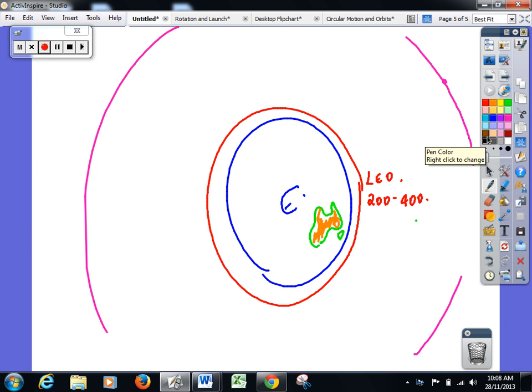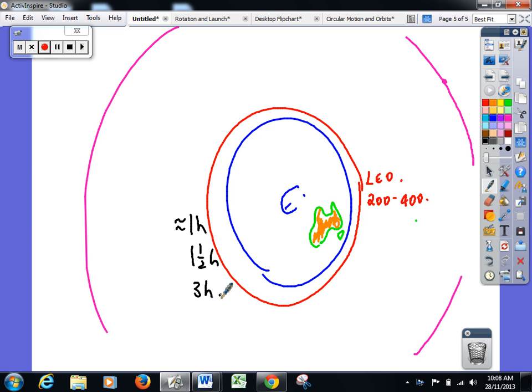A satellite in a low Earth orbit orbits the Earth approximately, on average, about 1.5 hours. Between 1 hour and 1.5 hours, up to about 3 hours. So these satellites whiz around the Earth. They are travelling at tremendous speeds. So they can take a full orbit around about 1.5 hours on average.